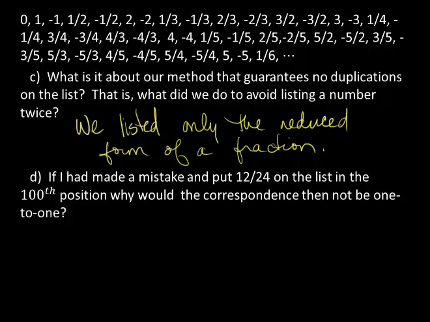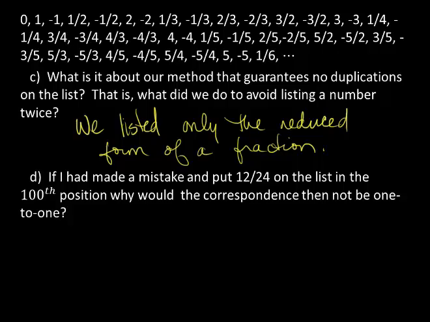So in other words, we didn't put 2/4 on the list because we already had 1/2. And the way that we created the list, we came upon the reduced form before we arrived at numbers that were the same number but not in reduced form. In other words, we came to 1/2 and put it on the list in the 4th position before we got to 2/4 or minus 2 over minus 4 or 100 over 200. So it was already there.